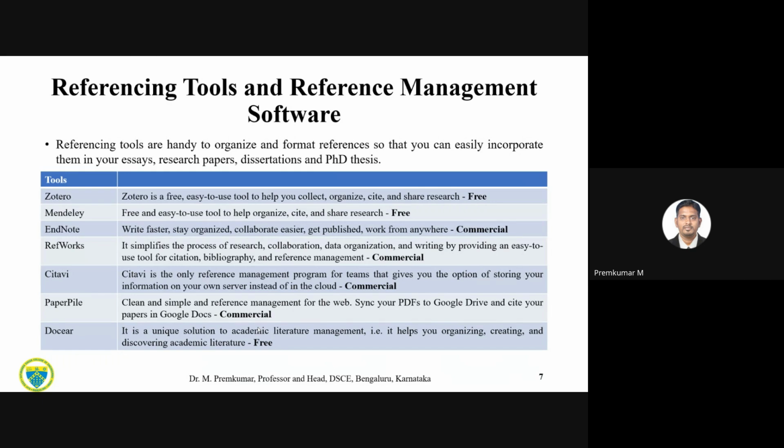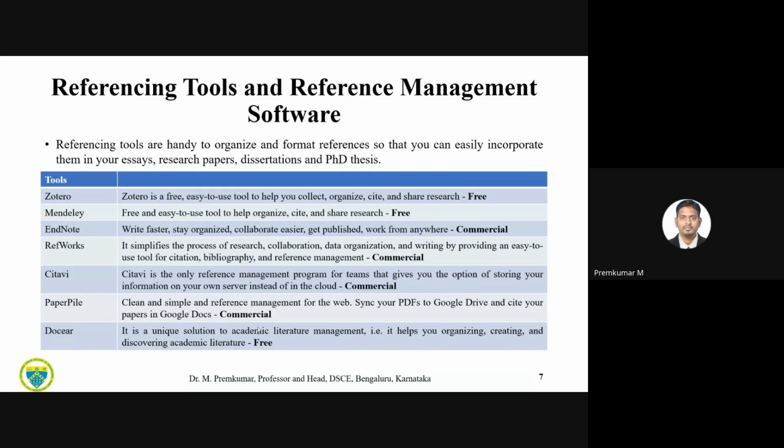The referencing tools and reference management software. For referencing, or for citing papers, there are so many referencing tools available online. A few may be commercial versions and a few may be free versions. I just listed a few professional referencing tools here. One is Zotero. Zotero is a free and easy to use tool, and it will help you to collect, organize, cite, and share your research. It's a free tool, you can download and use it.